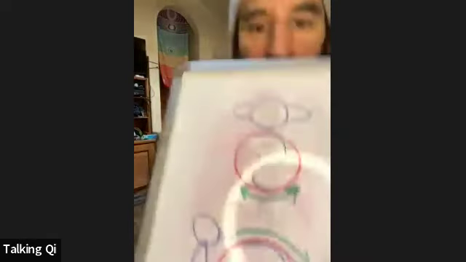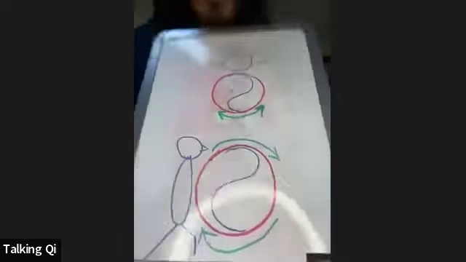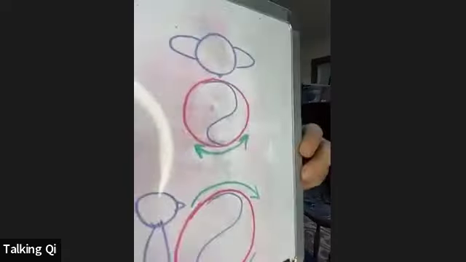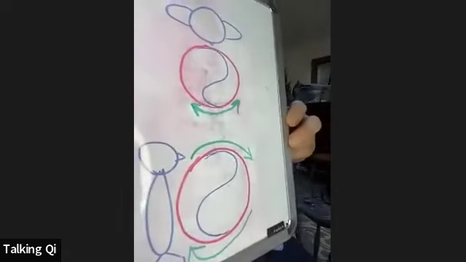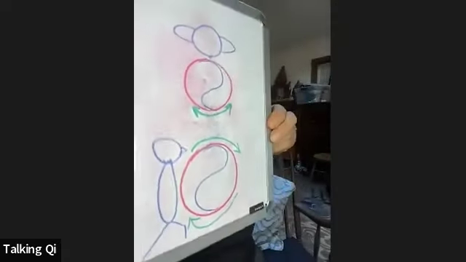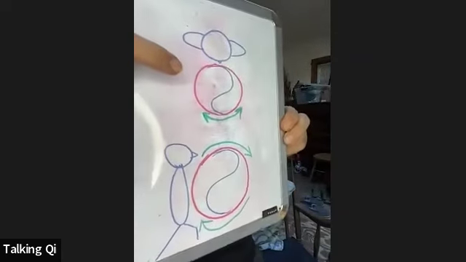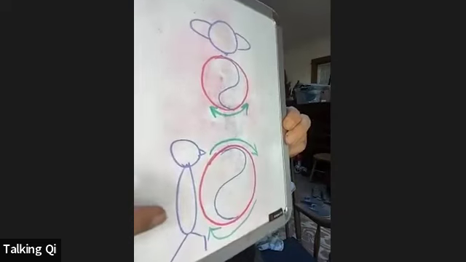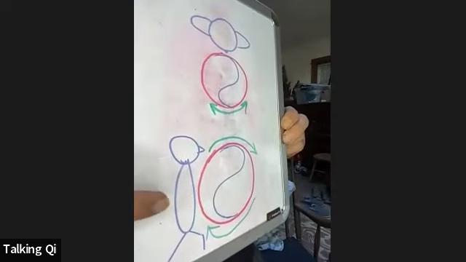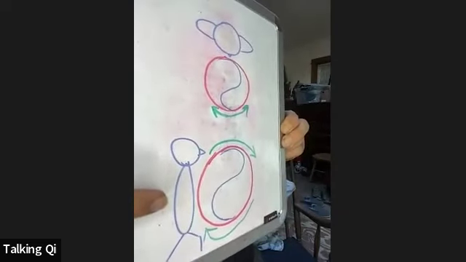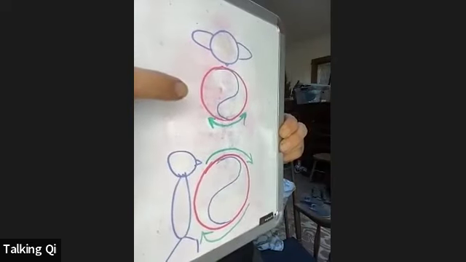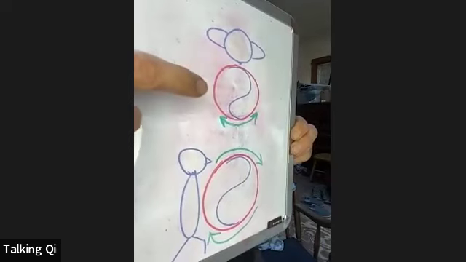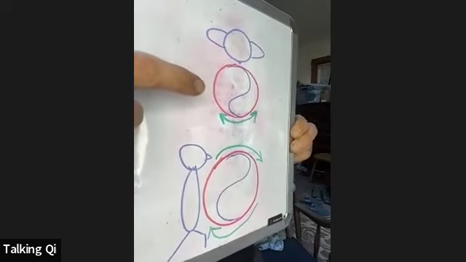Okay, so you have a top view and a side view. I'm sorry, top view and a side view. So this represents the top view. This represents the side view, in terms of the plane that we're going to be drawing our yin yang symbol, our yang circles or our yin circles.